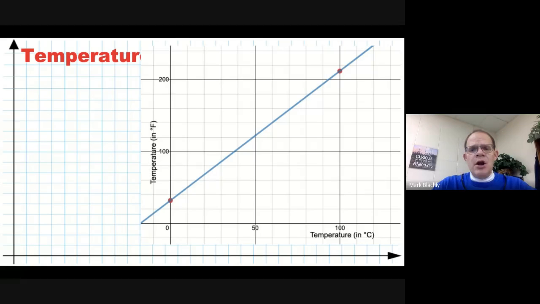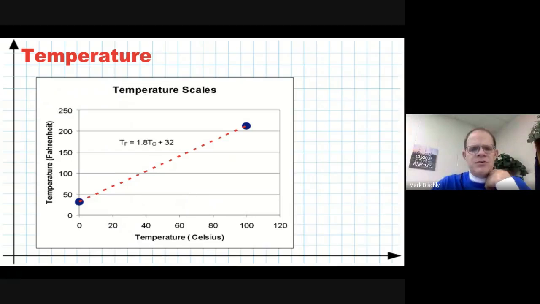So if you want to know what the mathematical model is, all you've got to do is find the slope of this line, and you've got to find the intercept of the line. Well, the intercept's pretty easy. Where does it cross the y-axis? It crosses right here at 32. So the intercept is 32, and it turns out the slope is 1.8. I won't bore you with too many details, but this turns out to be your mathematical model. All right? And that actually allows us to convert any temperature in Celsius to a temperature in Fahrenheit.